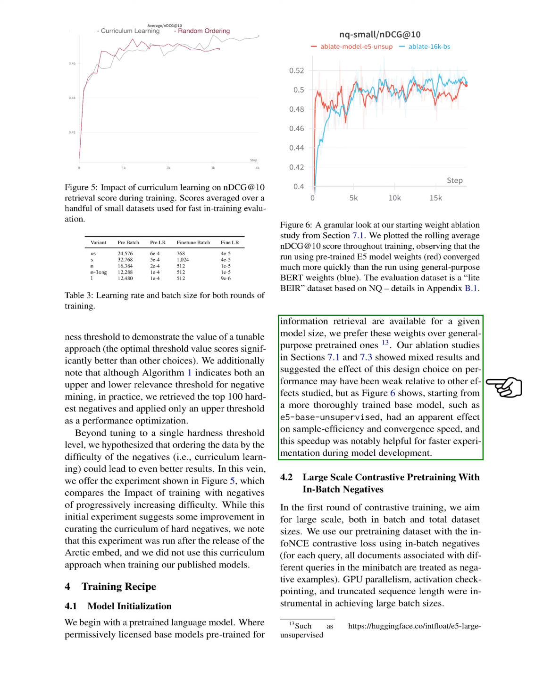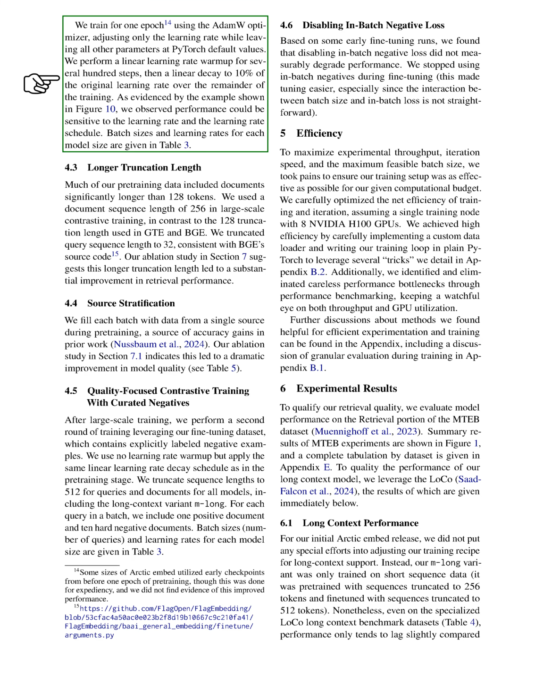In our large-scale contrastive pre-training with in-batch negatives, we emphasized the importance of batch size and dataset scale. By training with in-batch negatives and optimizing learning rate schedules, we observed improvements in model performance. Additionally, we found that using longer truncation lengths for documents during training led to better retrieval performance.